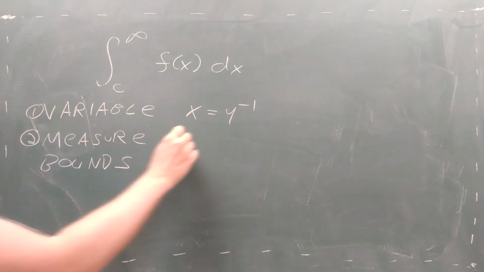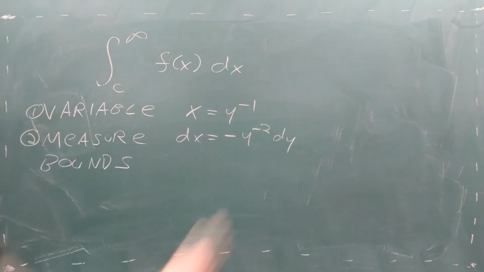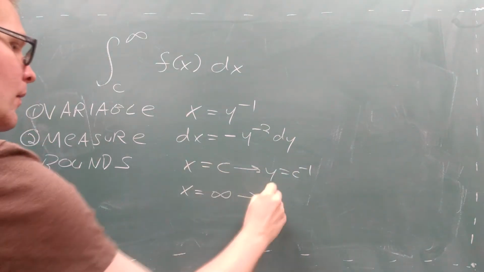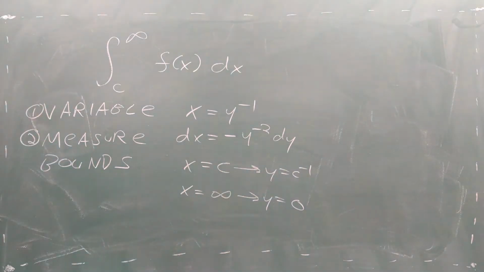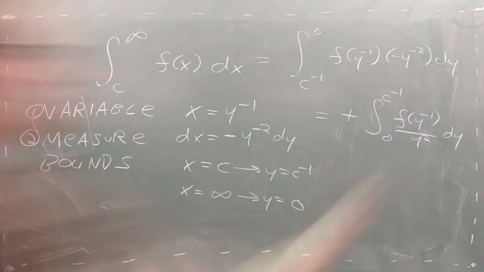Second, you need to change the measure. This means changing the dx into a new dy along with some additional factors. This step requires a little differentiation. Finally, you need to change the bounds by applying the relationship between the original variable and the new variable. The integral changes form to have finite bounds which the computer can handle.